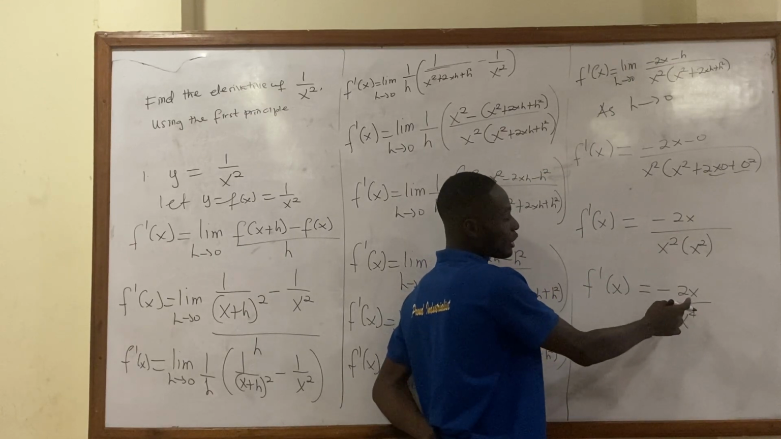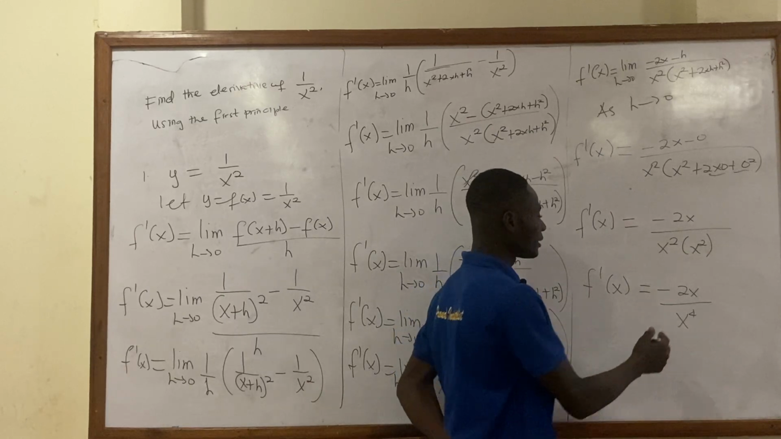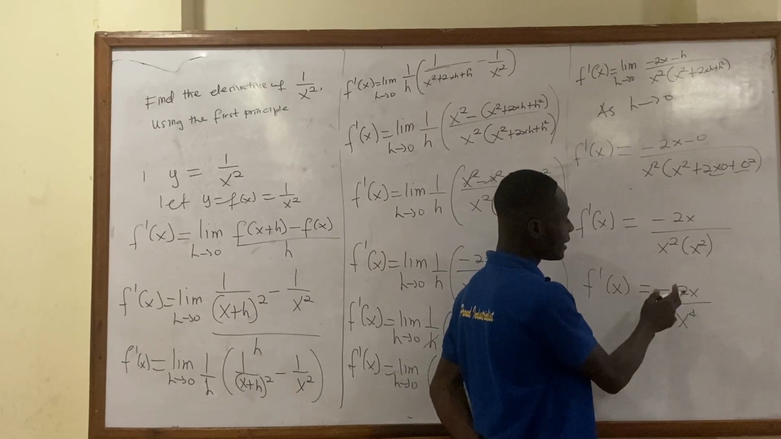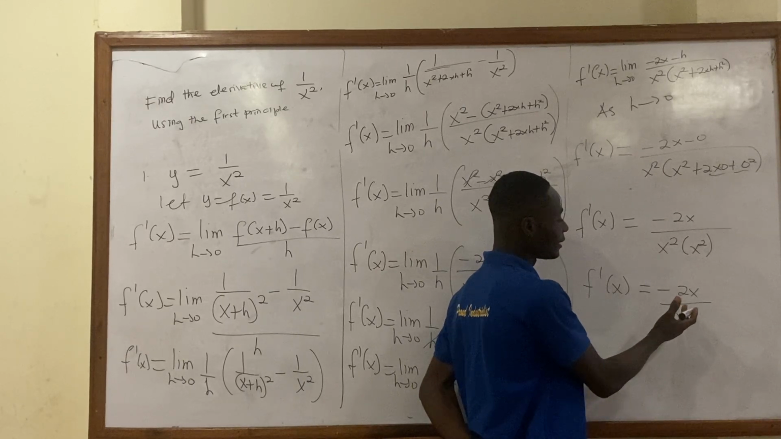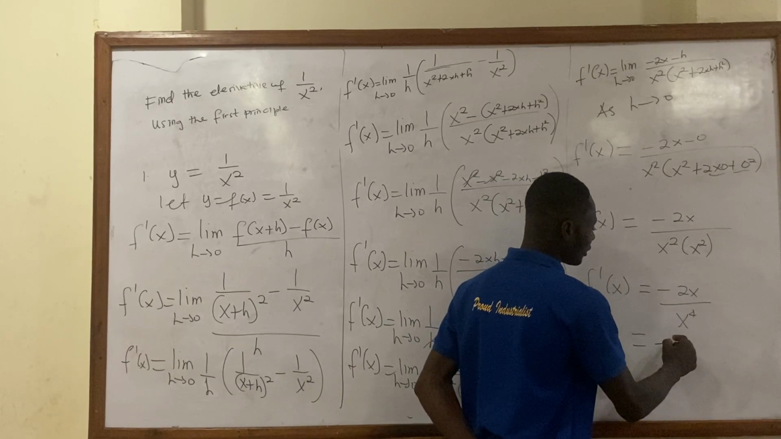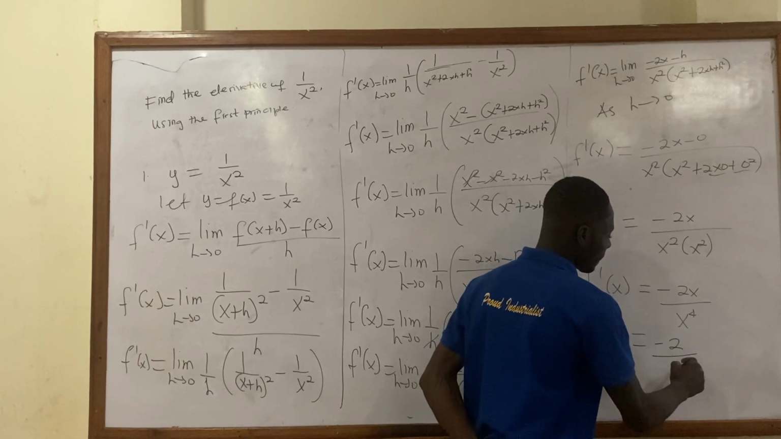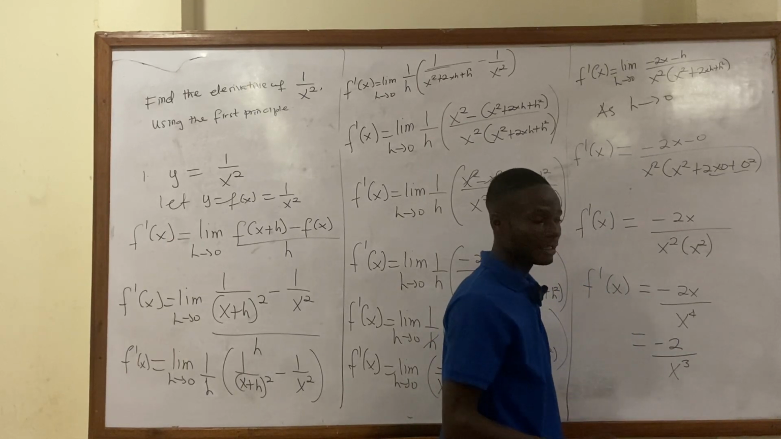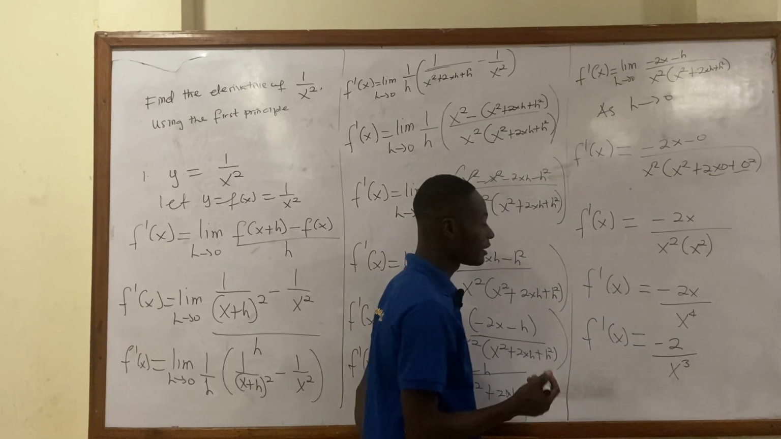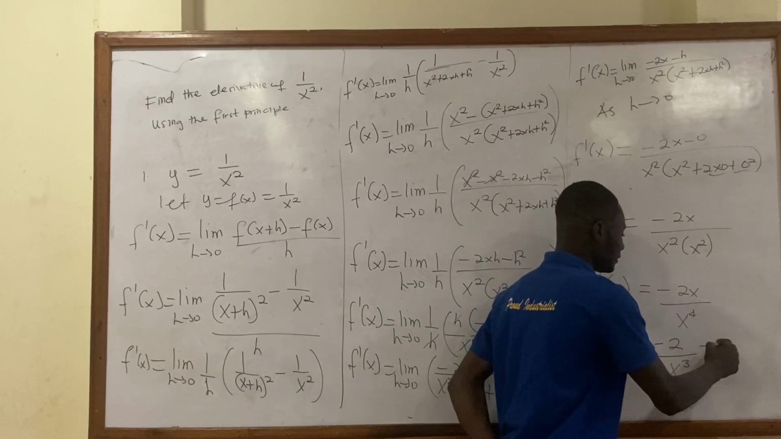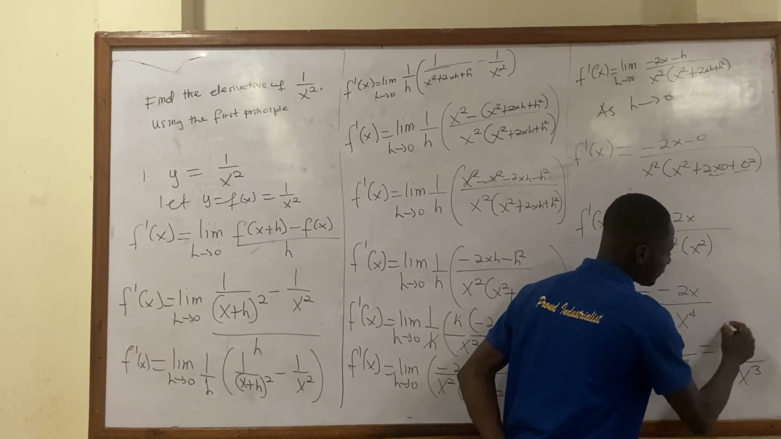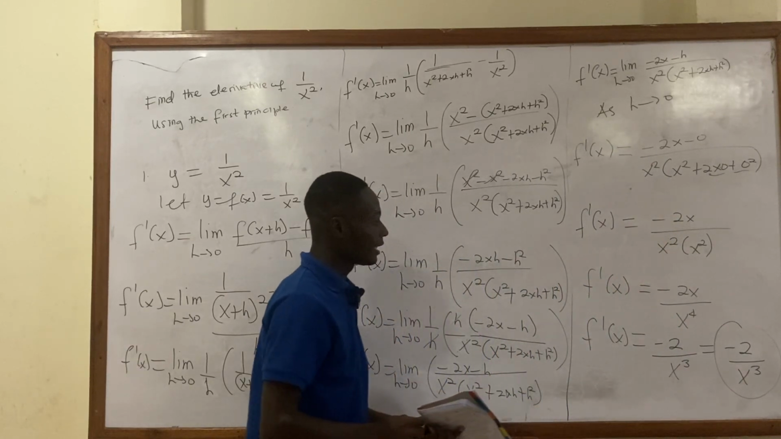So from here, from indices, you can see that this is having the same base and therefore they are dividing. So we can subtract the exponent. So from here we can say that we have minus 2 over x power 3. So our first principle, from the rule of the first principle, is now yielding us minus 2 over x cubed as our final answer.